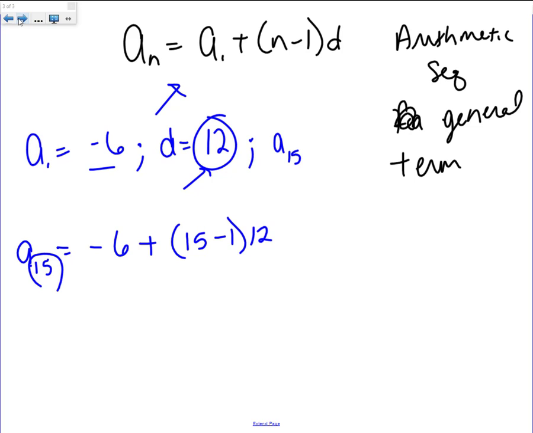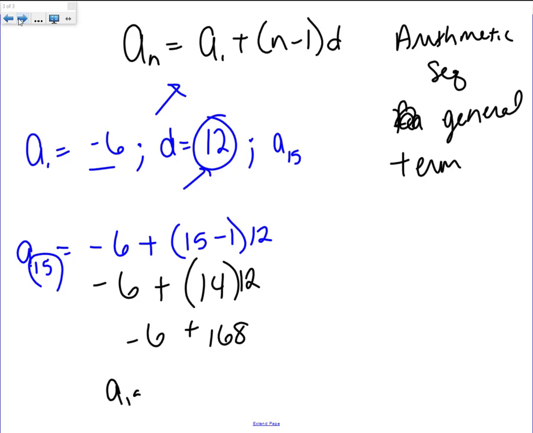And notice that 12 is touching that parenthesis, which means that it's going to be a multiplication problem right there. So I use the order of operations and I take care of what's inside the parentheses first. So 15 minus 1 is 14. I'm going to leave it in parentheses because that 12 and 14 are multiplied together. I multiply 12 and 14 together and I end up with, I think, 168. I'm going to subtract 6 and I end up with the 15th term equaling 162. So that's the first way that you can do this.